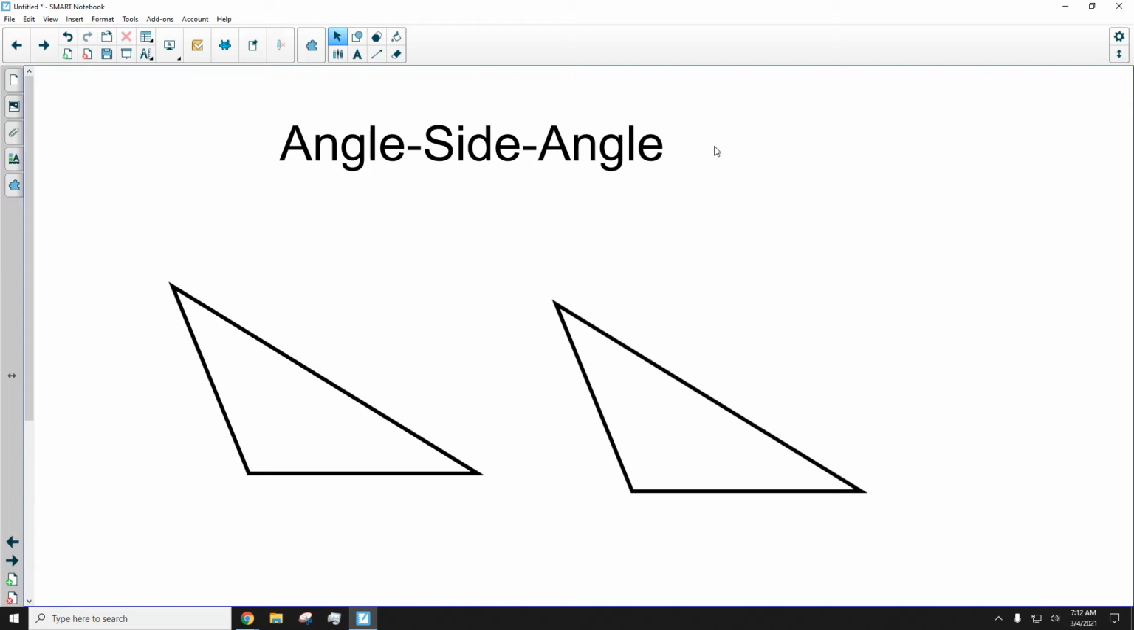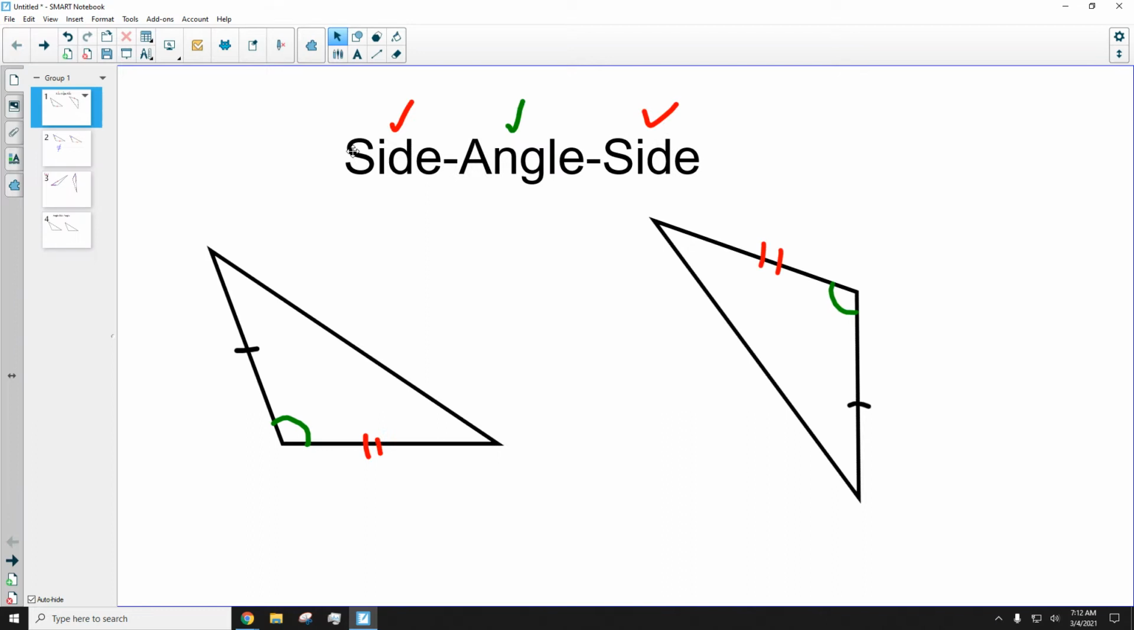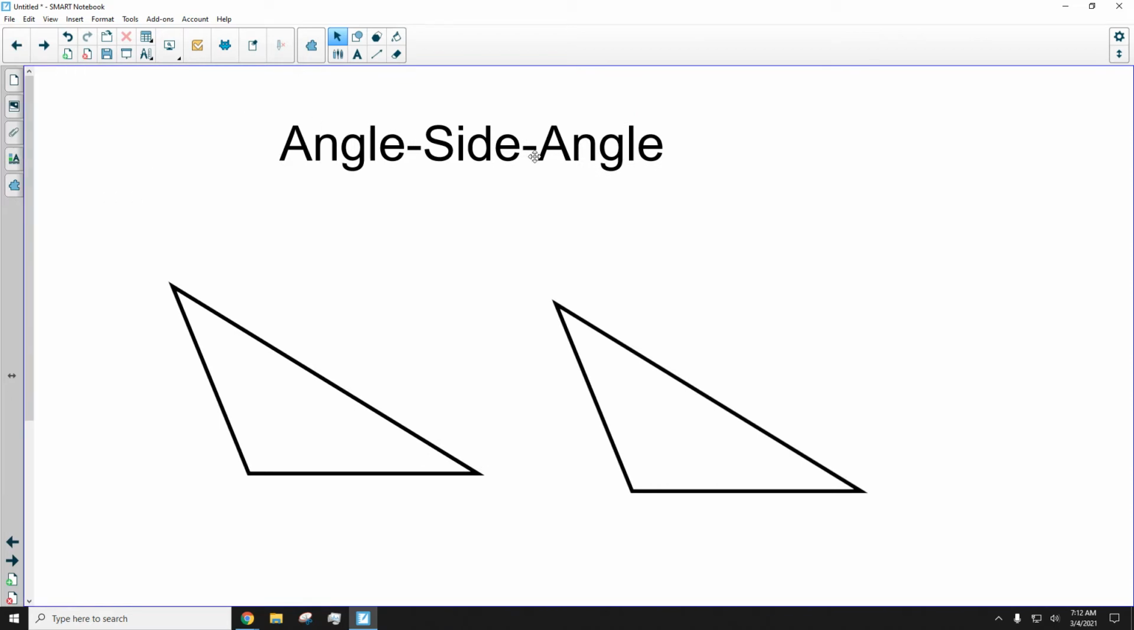We've looked at side, side, side, where all the sides have to be congruent. We've looked at side, angle, side, where we have to have two congruent sides, and the included angle in between them also being congruent. Now we are going to look at the final one of the set that we are going to use, angle, side, angle, which, as you can probably imagine by this point, requires us to have two angles and a side in between.